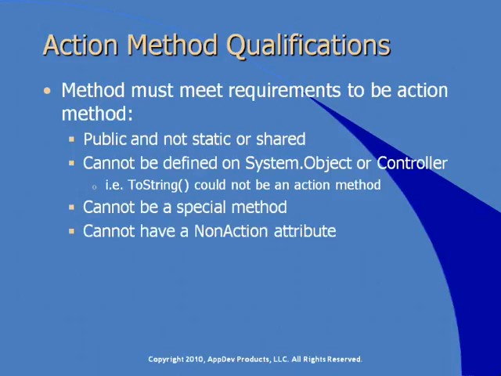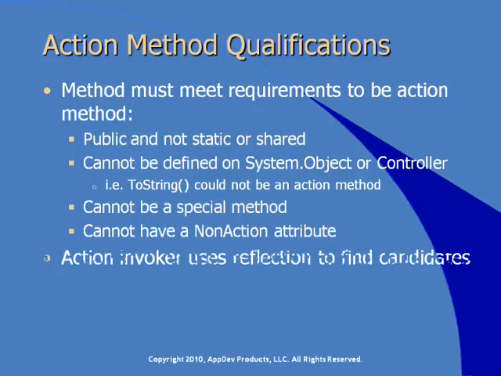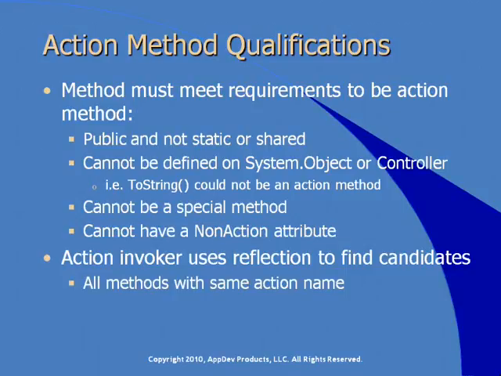Finally, it also cannot have the non-action attribute decoration. This attribute is handy if you want to include a public method in a controller, but don't want to use it as an action method. Taking all of these restrictions into consideration, the action invoker uses reflection to find all of the methods in the controller with the same action name as the action name specified in the URL and meets the above requirements.